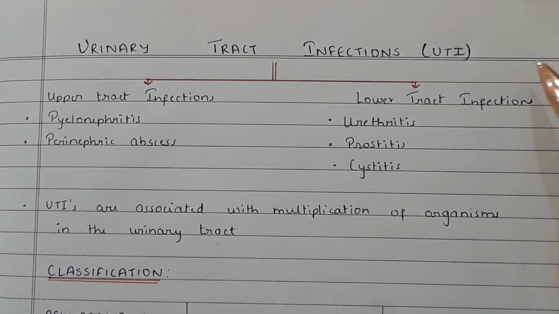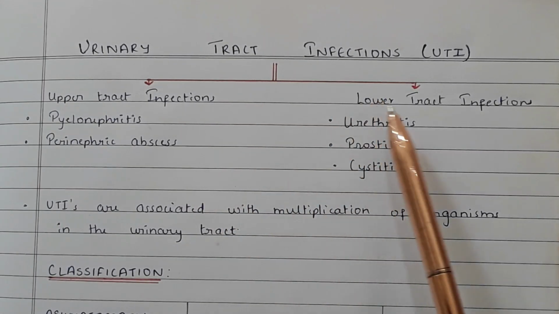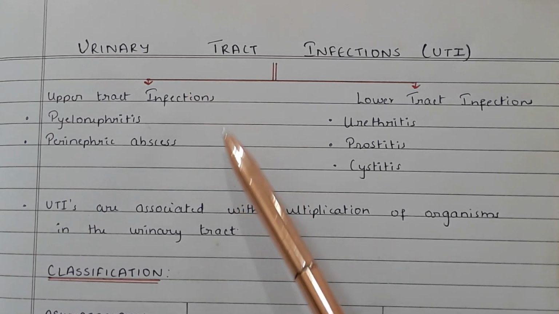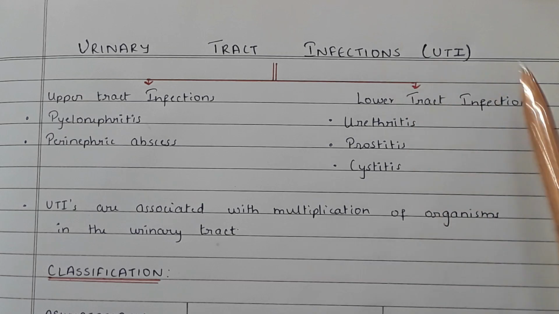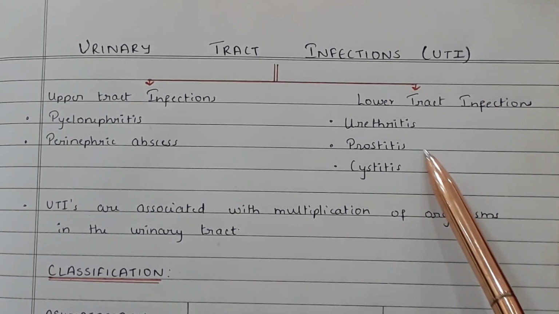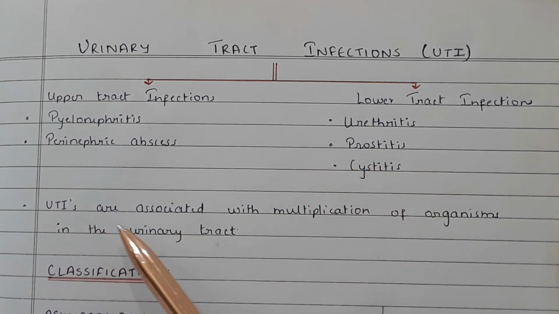Urinary tract infections. Urinary tract infections are divided into upper tract infections and lower tract infections. In the upper tract infections, we have pyelonephritis and perinephric abscess. In the lower tract infections, there is urethritis, prostatitis and cystitis. UTIs, or urinary tract infections, are associated with multiplication of organisms in the urinary tract.